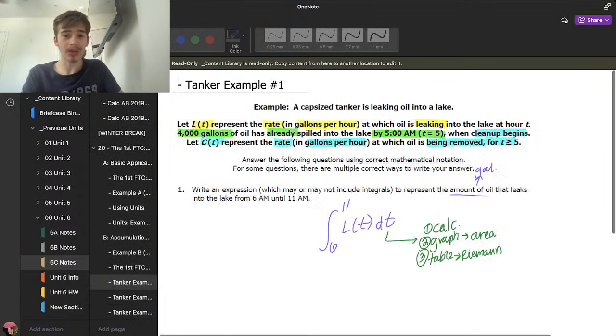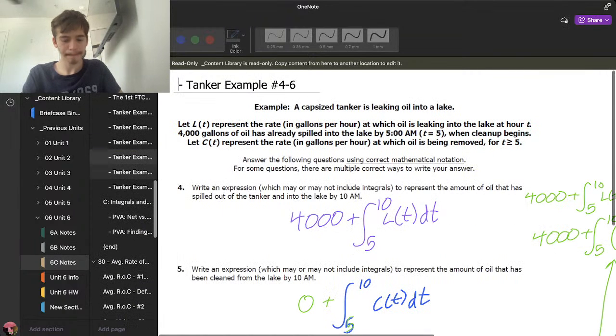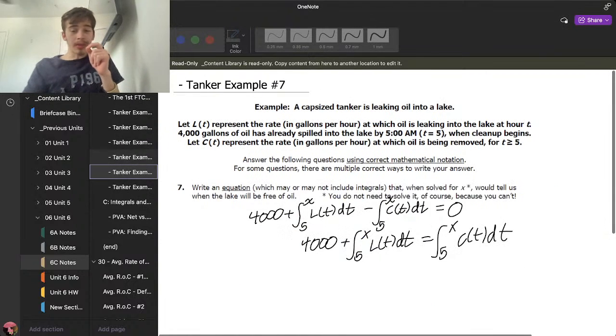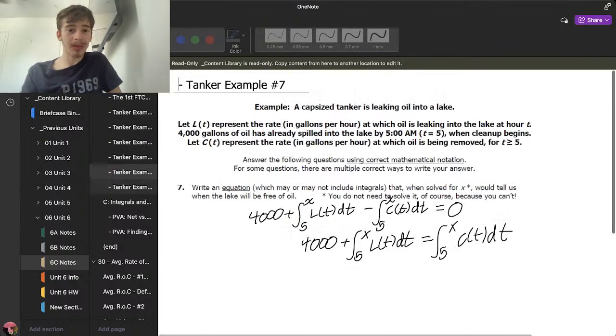Easy. This is just application, how you would naturally set them up. Okay, let me scroll down here. If you want to look at these problems.